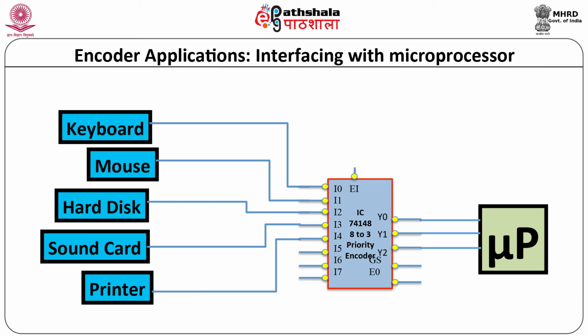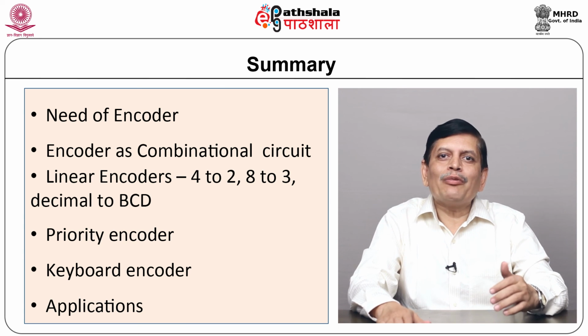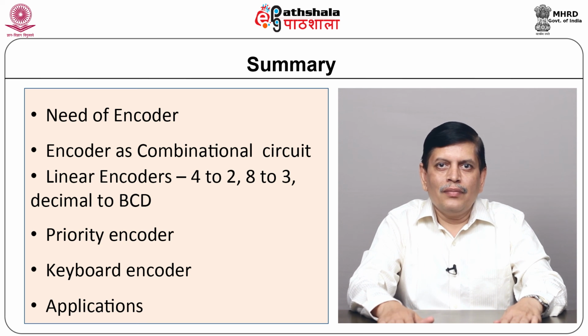While interfacing many devices to a microprocessor, it is possible to make use of a priority encoder to set up the priority amongst the interrupting devices. An interrupting device will make the line low and the priority encoder will communicate this information to the microprocessor. Let us now sum up the things that we have studied in this session.